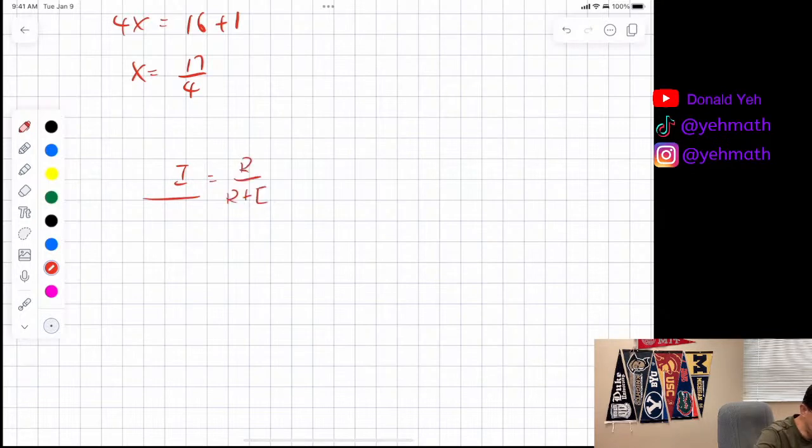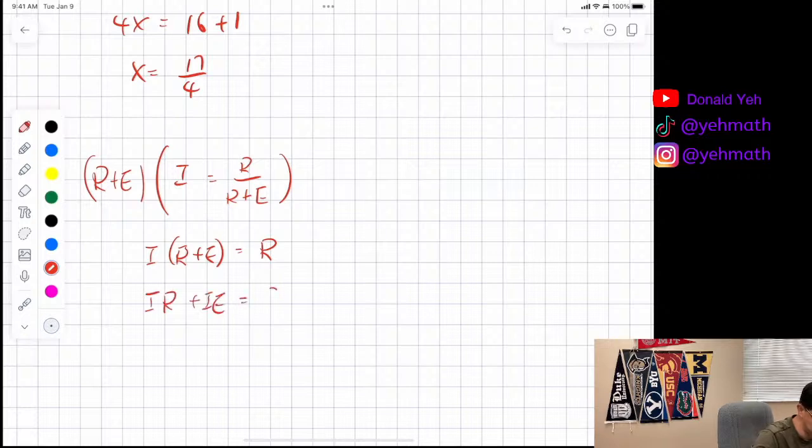This question that we have gone through a lot of times is always on the SAT, always. The next PSAT you're going to take, I bet my money on it. This question is on that. You can get it right or you can get it wrong. There are two choices. You're going to get rid of the fraction like what we usually do. And when we do that, it's going to be R plus E equal to R. And then it's going to be IR plus IE equal to R.